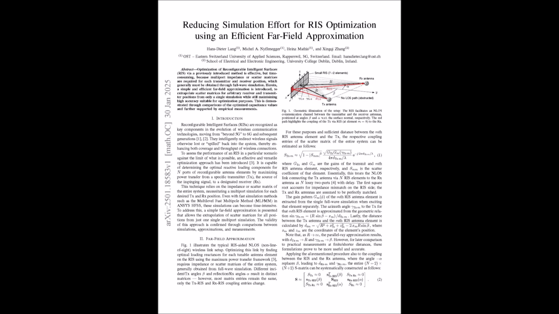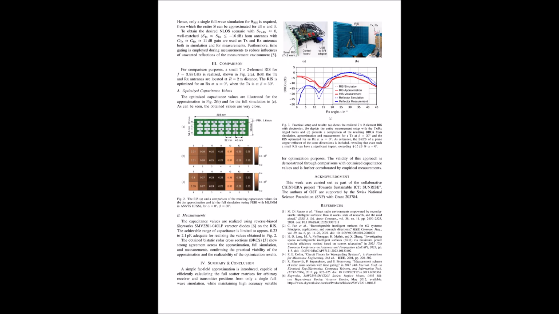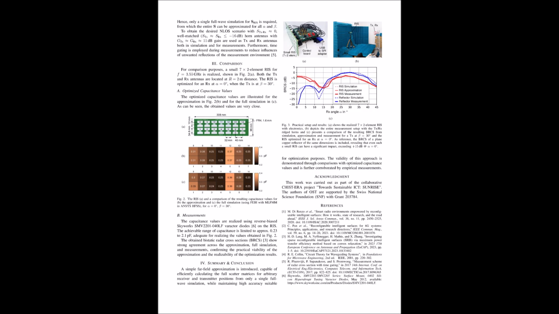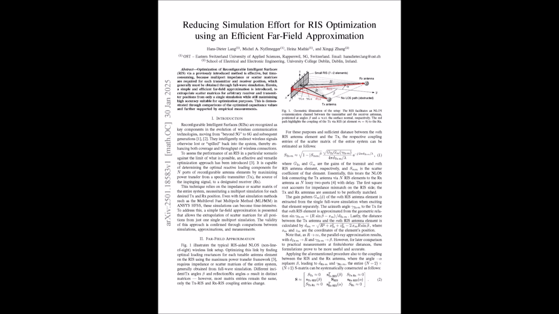So what can we do about it? Well, that's the problem that this paper by Lang and the team is trying to address. They're proposing a far-field approximation technique, basically a clever way to extrapolate data from just a single simulation. And the idea is to use that data to predict how the RIS performs in all sorts of different situations. Okay, so it's like a shortcut. Instead of running tons of simulations, you just do one and then use this approximation to fill in the blanks.